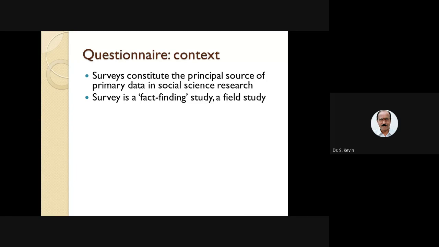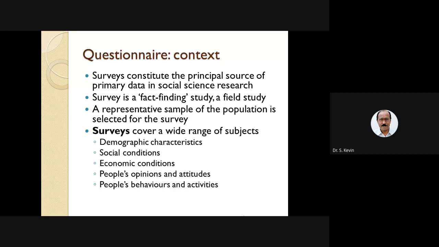So we are trying to find out facts, a fact-finding study. We are trying to find the facts from the people. It's a field study. From the people, we are going to collect the facts, and we collect a sample. As a researcher, we don't study the population. We collect a sample of the population and study the sample, and we conduct a survey, and the survey will cover different aspects. These are the 5 aspects normally covered in a questionnaire.